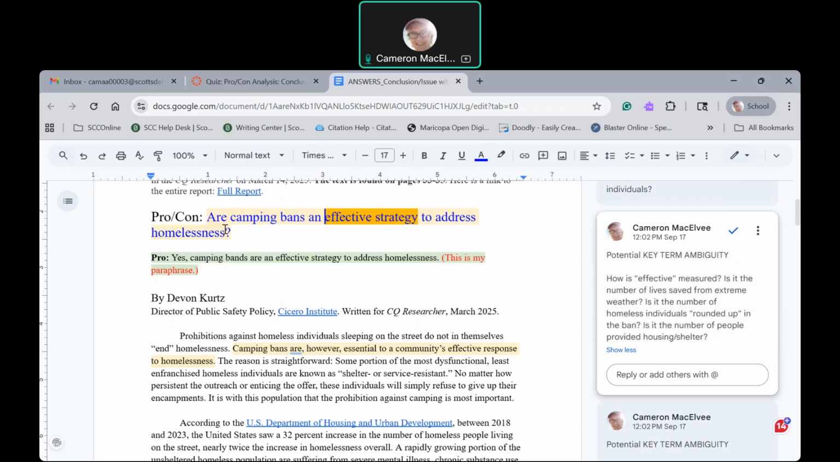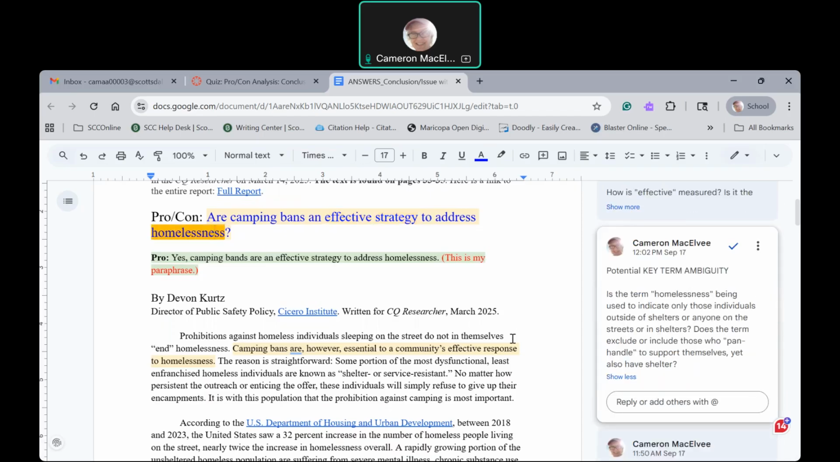And finally, we have the key term ambiguity of homelessness. Did I spell that right?